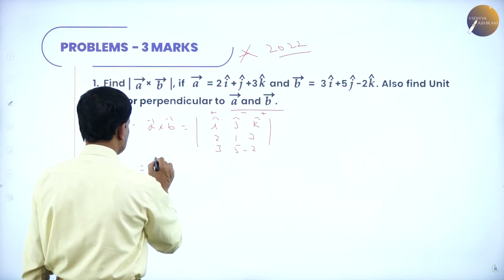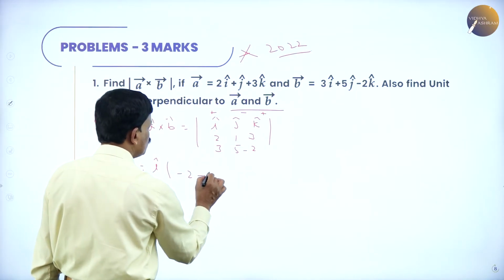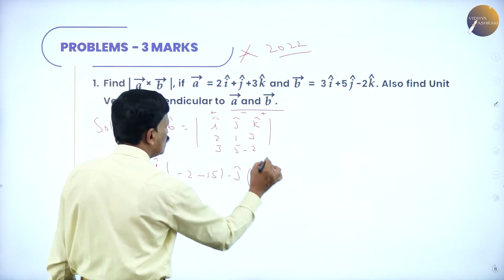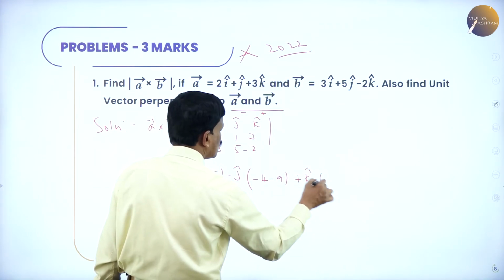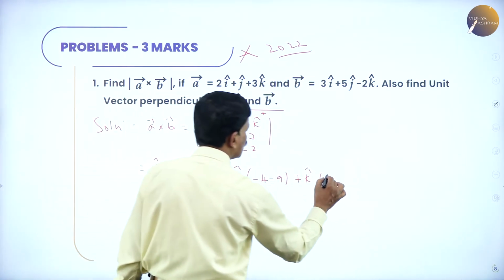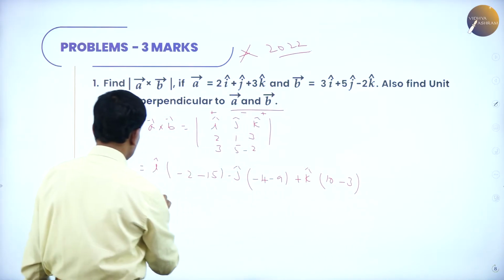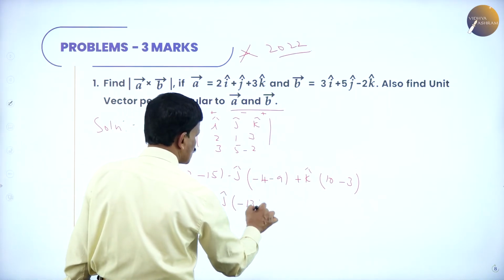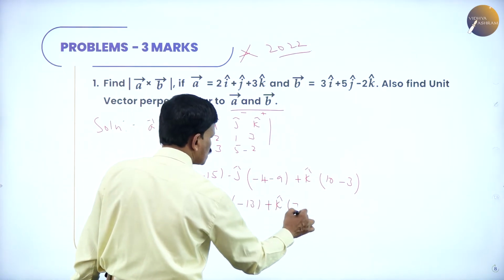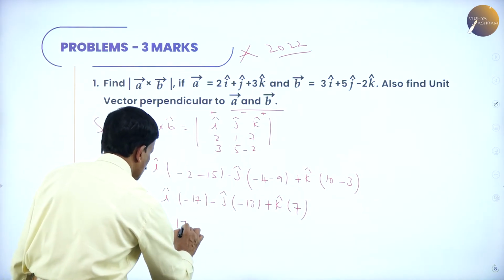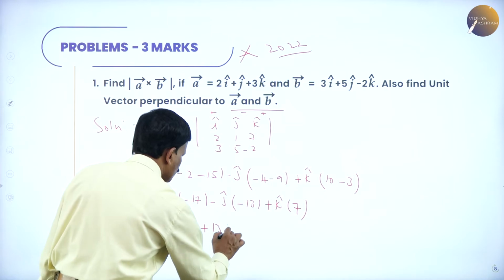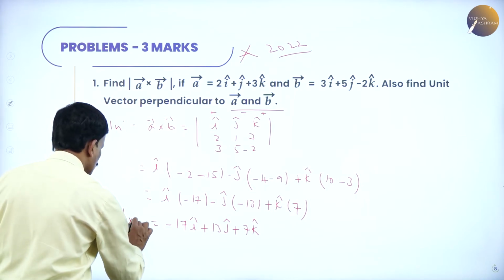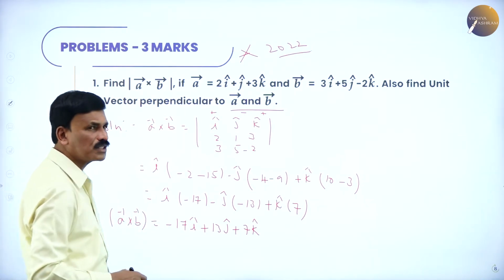This is equal to I into minus 2 minus 5 3 is a 15, minus j into this row and column is deleted, minus 2 2 is a 4 minus 3 3 is a 9, plus k into this row and column is gone, 2 5 is a 10 minus 3 1 is a 3. So this is I into minus 17, j into minus 13, plus k into 7. Therefore this can be written as minus 17i plus 13j plus 7k. This is A cross B, the cross product of vectors A and B.